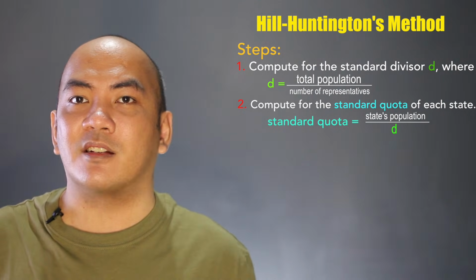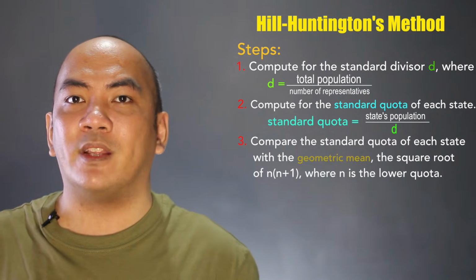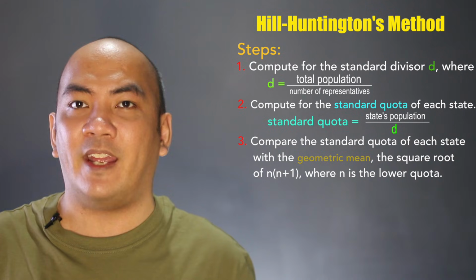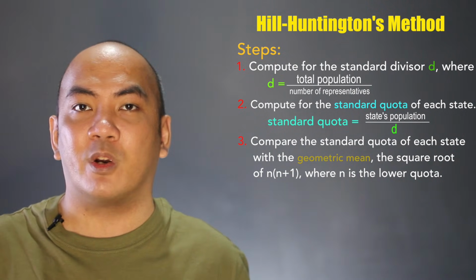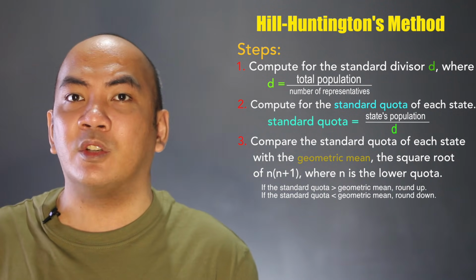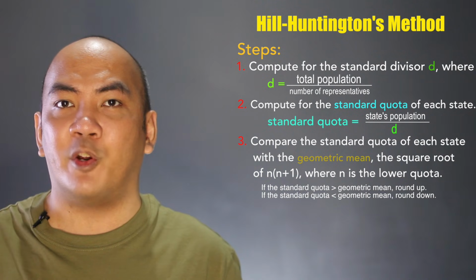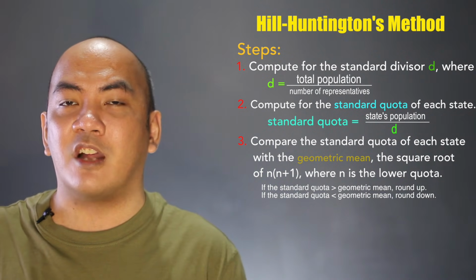And to decide whether the standard quota will be rounded down or rounded up, we have to compare it with the geometric mean, which is the square root of n times n plus 1, where n is the lower quota. If the standard quota is higher than the geometric mean, we round up the standard quota. But if the standard quota is less than the geometric mean, we round down the standard quota.